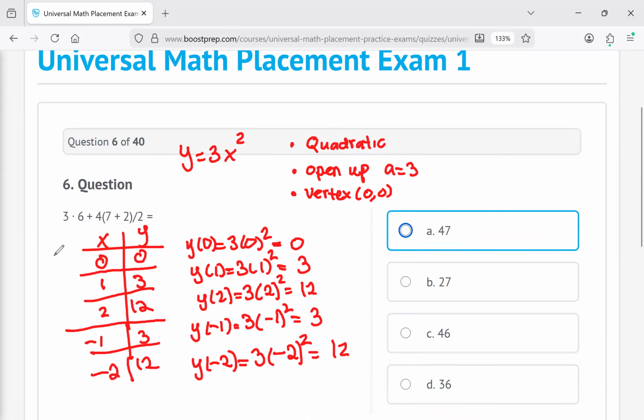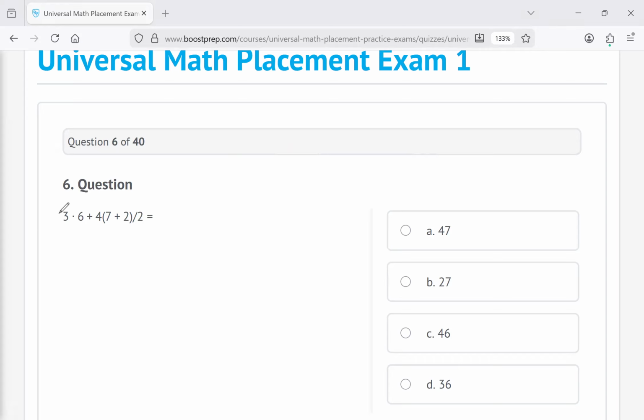Okay, question 6. We have 3 times 6 plus 4 times 7 plus 2 over 2. So this is an order of operation problem. Yeah, this is definitely an order of operation. And when you're dealing with order of operations, all you got to do is use PEMDAS and just stay neat.